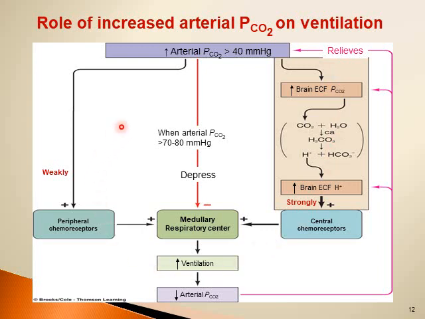As you can see here, the mechanism that controls ventilation via carbon dioxide is an example of a negative feedback system. The stimulus is high carbon dioxide partial pressure in the arterial blood, and the response is a decrease in the partial pressure of carbon dioxide back to normal.